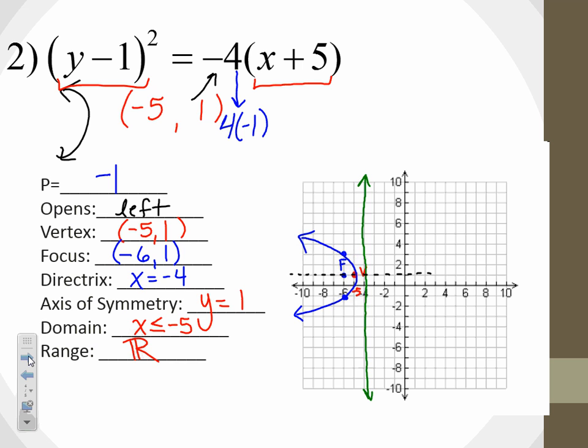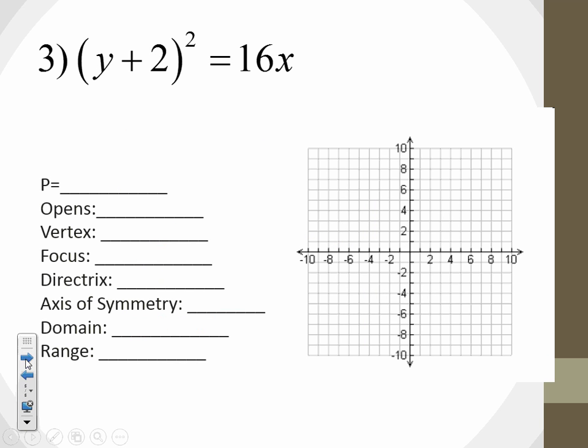So, example 2. Now let's take a look at that third example you have in your notes. (y + 2) squared equals 16x. Again, your first task, decide which way this thing is going to go. So I see y squared, I know it goes left or right. I see +16 there, I know it's going to go to the right. So first thing you want to identify is just the general look of what that parabola is going to do. He's going to go to the right like that.